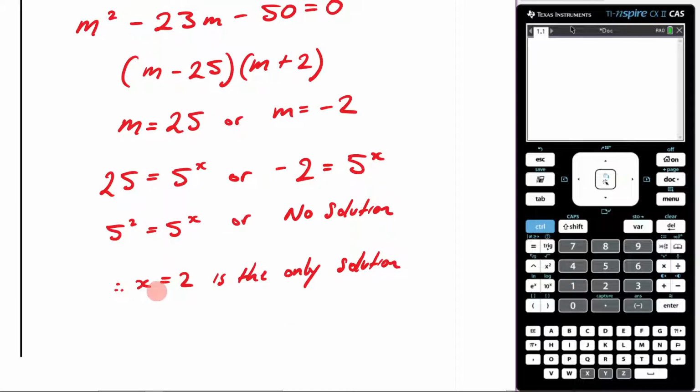If you just wrote x equals 2, that is also correct. You just can't write two answers. There's only one answer there. So x equals 2 is the only solution. Hopefully this made sense. Also realize you can do this on your CAS as well.